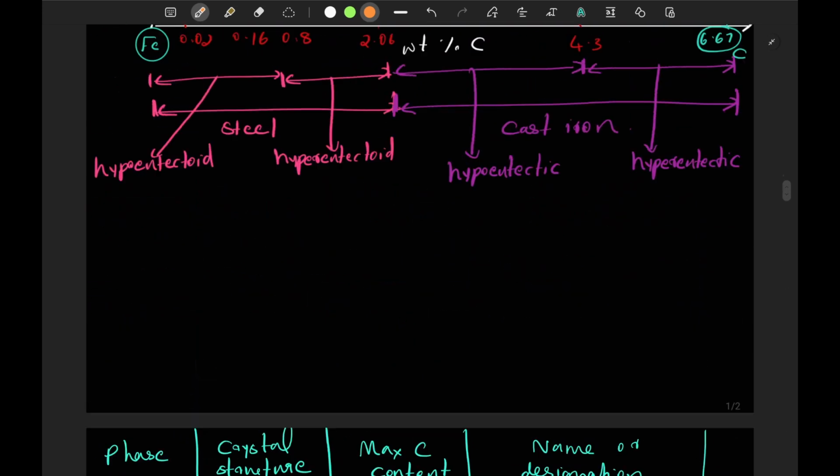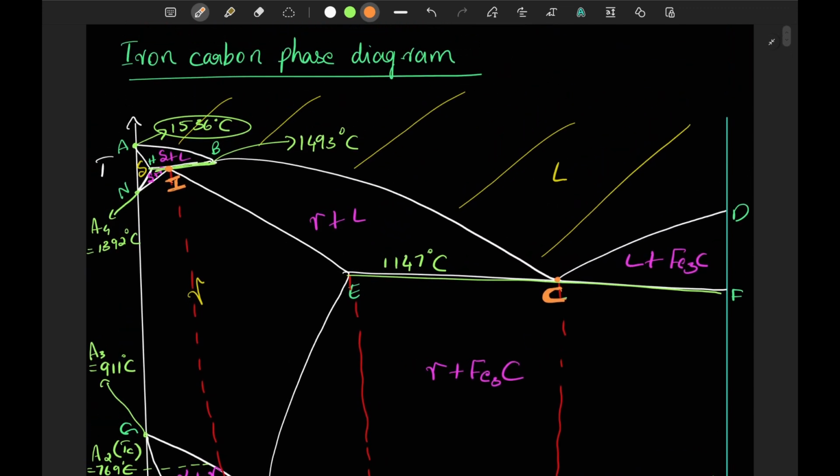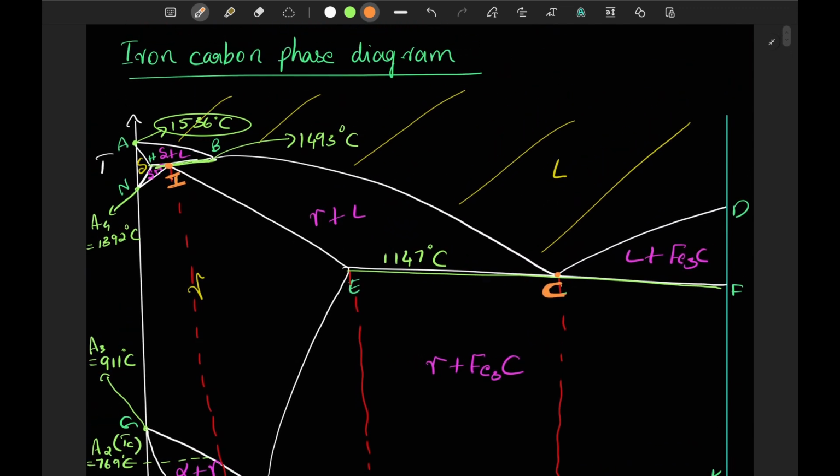So hope you understood until this point. And these are the basic things that we have to learn from the iron carbon phase diagram.